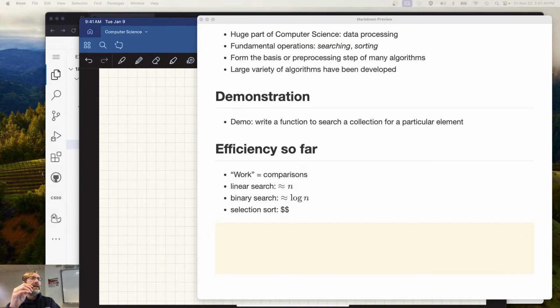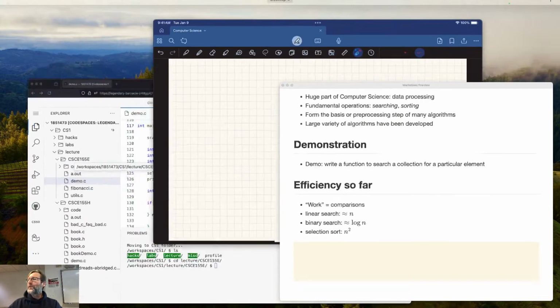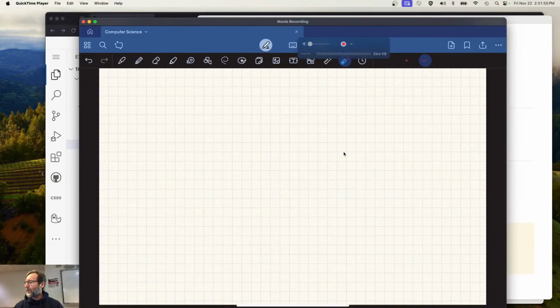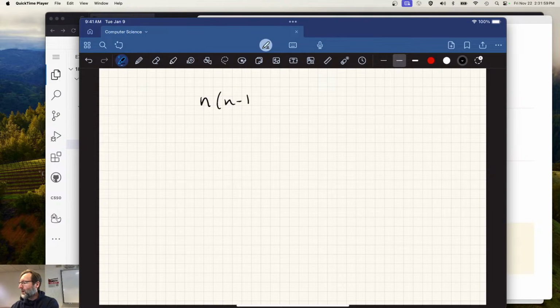I think I made a mistake, but at the end of the day, it's going to end up being n squared. I think the mistake was I was off by 1 or something. Ultimately, it's going to be n times n minus 1 all over 2. That's what we would have gotten in the end. If you expand that out, you have 1/2 n squared minus 1/2 n.